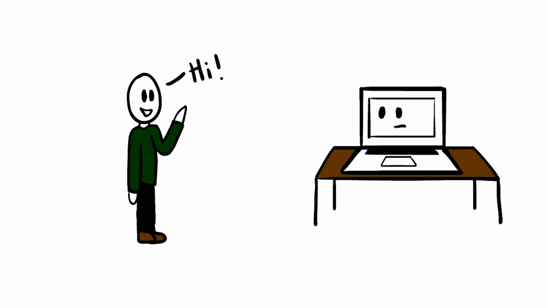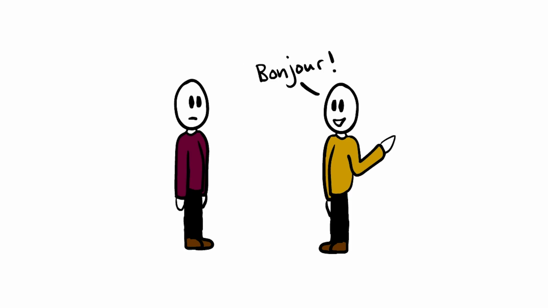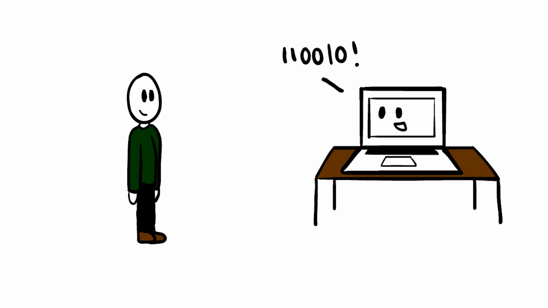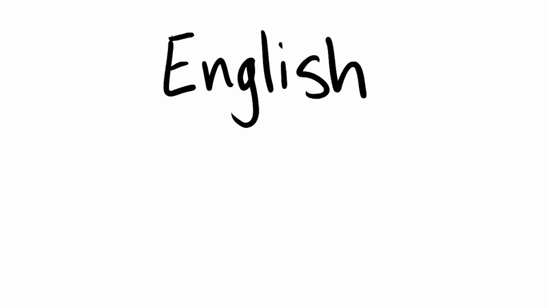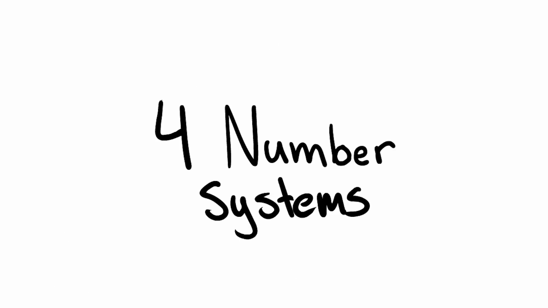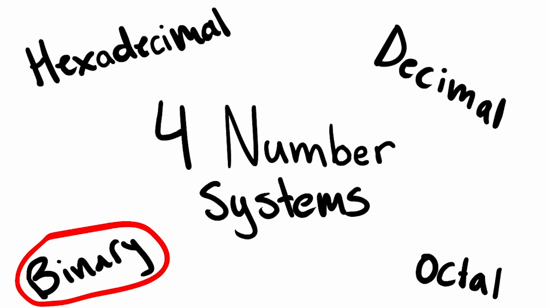However, computers don't understand English. It'd be like someone who only speaks English trying to communicate with someone who only speaks French. So, we must use number systems in order to relay information in a way the computer can understand. For a computer, their equivalent of English is number systems. There are four main number systems: hexadecimal, octal, decimal, and binary, with binary being the most basic.